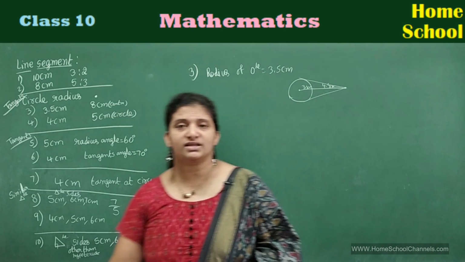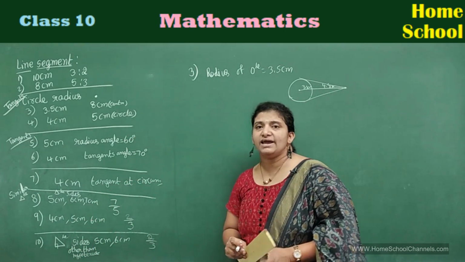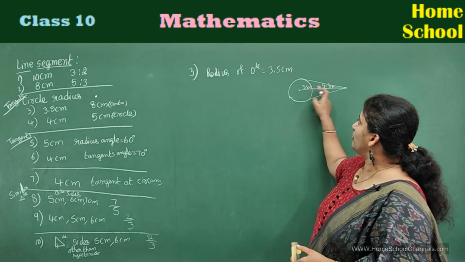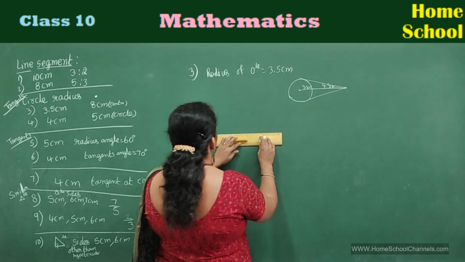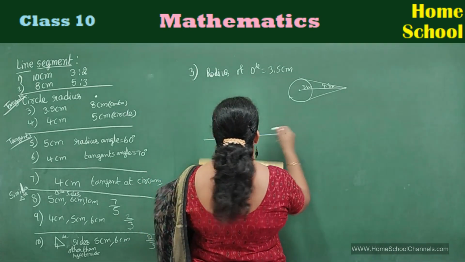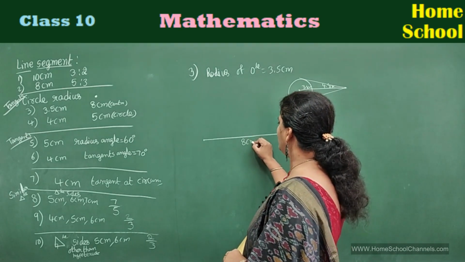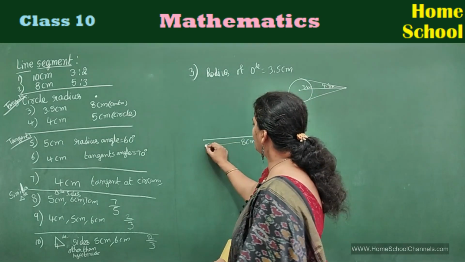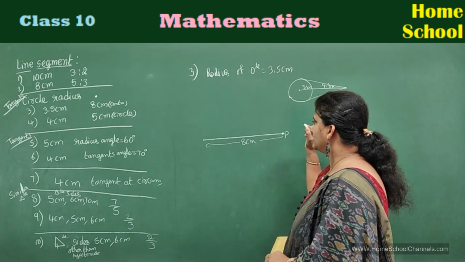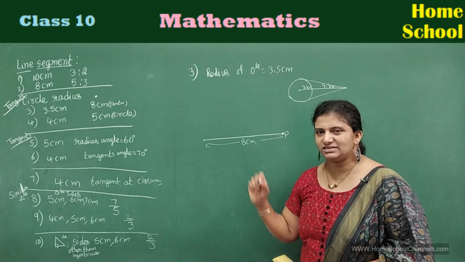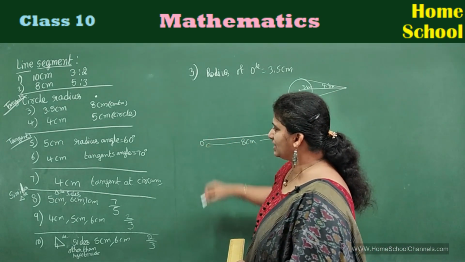How do we do the construction first? Draw a line segment. What is the line segment length? Look here, 3.5 plus 4.5 will be 8 centimeters. Let me draw a line segment. This is an 8 centimeter line segment. This is the external point, you can imagine, and you can mark this as P, external point P. And you can mark this as the center of the circle, O.